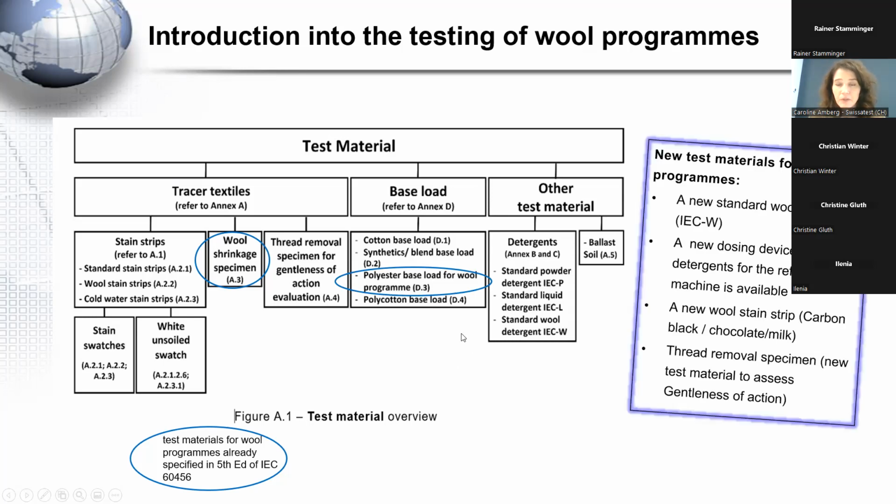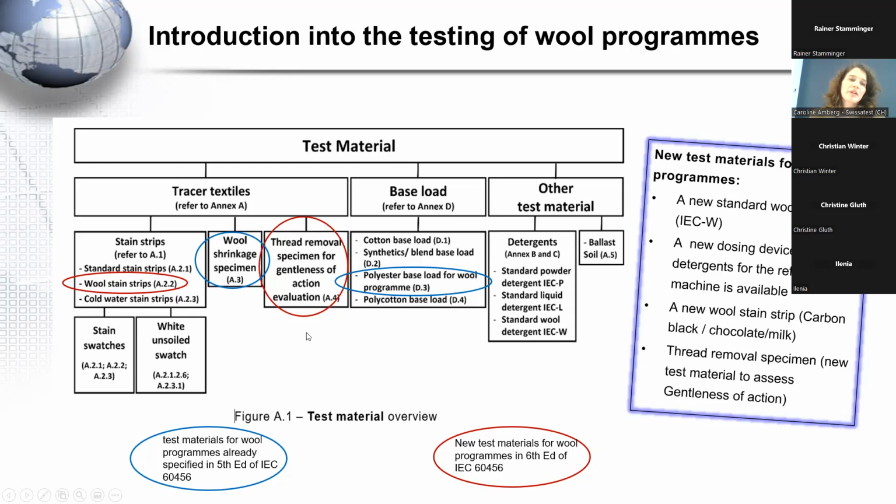And then we have several new test materials for wool in the 6th edition. I have marked that in red. So the wool stain strip is new. This is also described in Annex A. Then the thread removal specimen for gentleness of action evaluation is also new in the 6th edition. Günther has talked about this in detail in the last webinar. But as wool cleaning can be combined with gentleness of action, this is also important for wool.